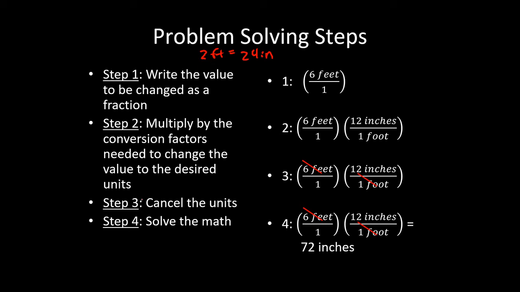So step 3, we're going to cancel the units. So in this case, the feet are going to cancel out, leaving us with just inches. And so then finally, we do the math. So we have 6 feet times, and actually the feet are gone at this point, so it's 6 times 12 gives us 72, and the only unit that is left is inches. So we have 72 inches.